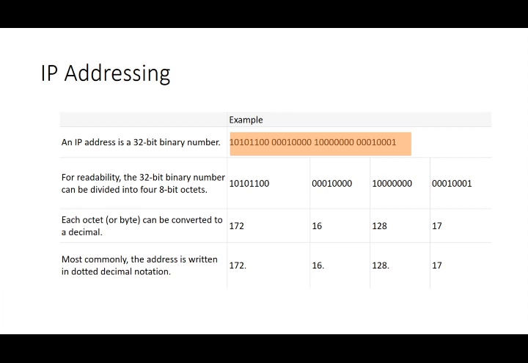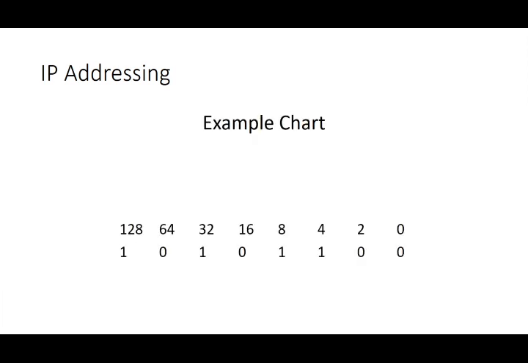The way that we do that is by adding up each value that has a 1 with the corresponding place value. So the chart would look something like the following: 128, 64, 32, 16, 8, 4, 2, 0. Oh, it shouldn't be 0, it should be 1. Here is a mistake, so please correct it. Here the value should be 1.